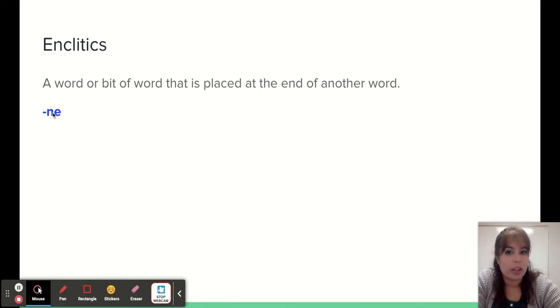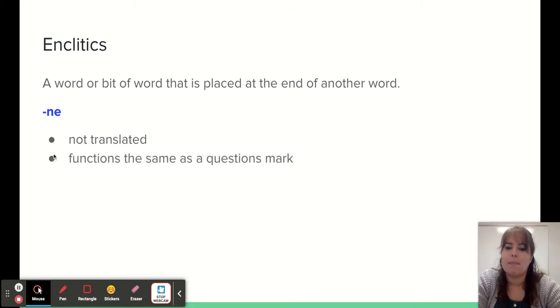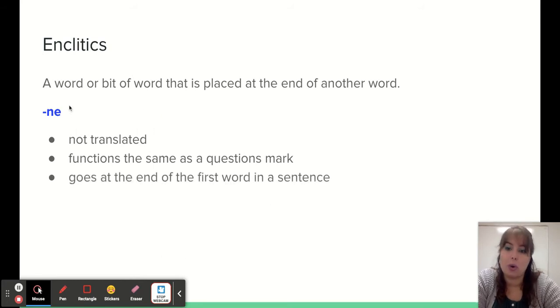This is not a word on its own in Latin. It's just added to the end of a word, and it functions as a question mark. It's typically used if you're asking a yes or no question. Basically, it just functions as a question mark in addition to the question mark that we will have at the end of our sentence. And it will be at the end of the first word in a sentence. So it's a way of knowing, before you get to the end of the sentence, that this is going to be a question and you need to translate it in that way. It's just your clue. So this ne at the end of the first word in a sentence will clue you in that this is going to be a question.